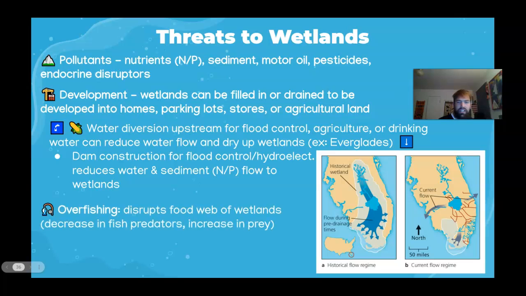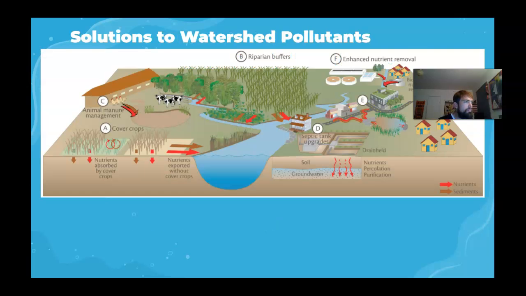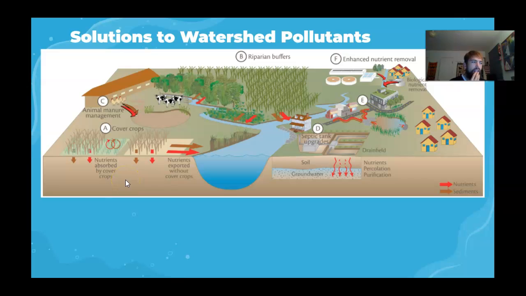And then overfishing is a huge thing. Obviously it disrupts the food web, and there's a decrease in fish predators and increase in prey that throws everything off. So those are the major threats. Be sure to take note of the few major ones that you can think of for your notes. And here are some solutions to watershed pollutants. I will let you go over these, but making sure that animal wastes are processed and that human wastes are processed is super important.